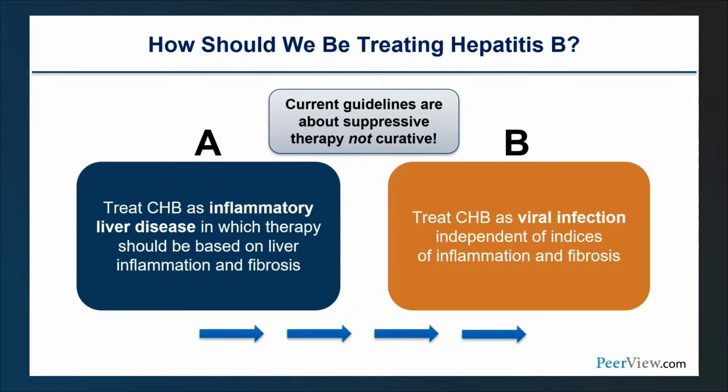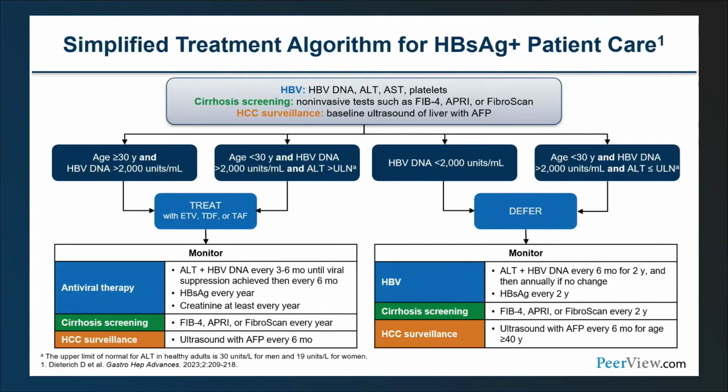So how should we be treating hepatitis B? Well, currently we approach things as a more inflammatory liver disease, but our shift is really to treat this like a viral infection. And if you use hep C as a nice example, we don't wait for patients to have advanced disease. We treat them because we can suppress the virus and prevent any progression of liver disease and decrease liver cancer, and plus decrease transmission.